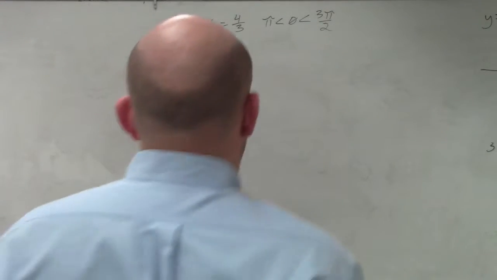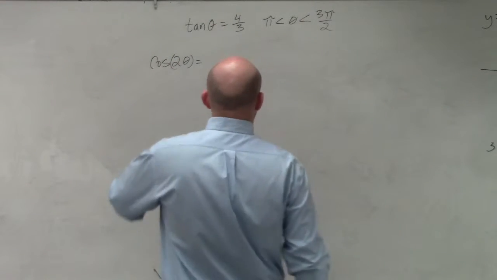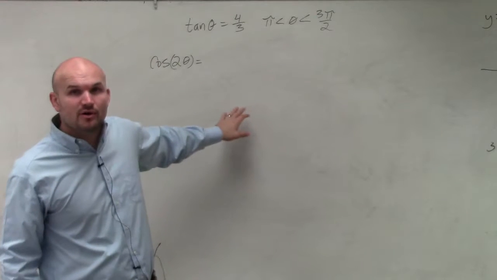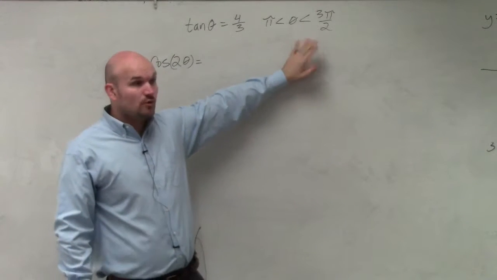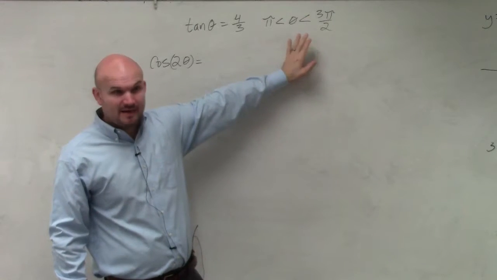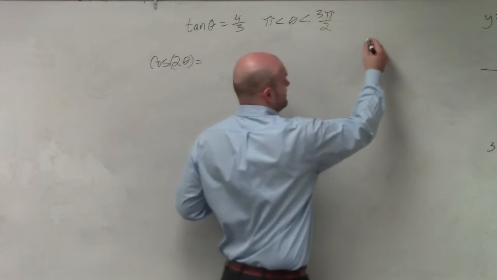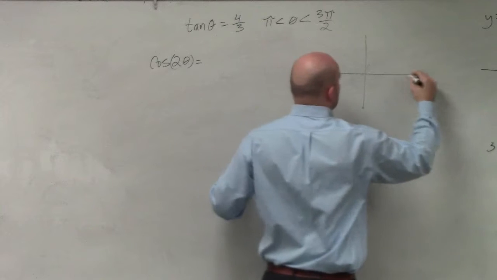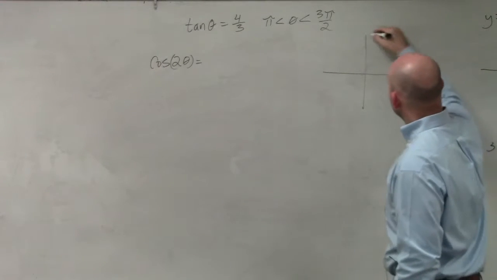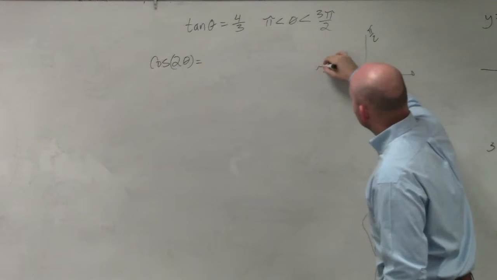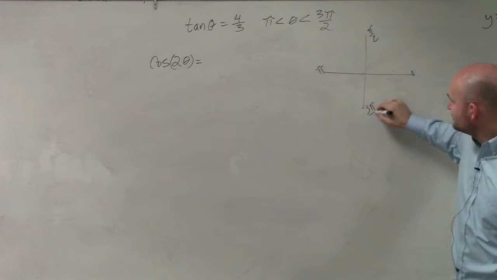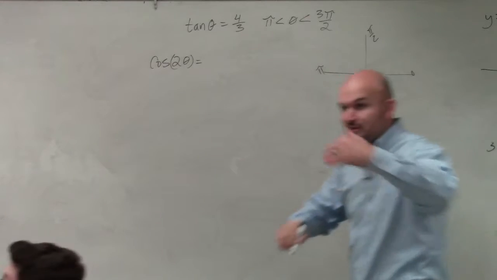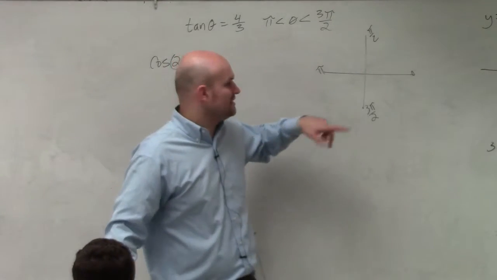Now, for us to be able to evaluate cosine of 2 theta, the first thing that's really important for us to make sure that we can do is sketch our triangle. So the first thing we want to do is know which quadrant is between pi and 3 pi halves. Well, so if I have a constraint, I'm going to draw an axis. Here's 0. Here's pi halves. Here's pi. So therefore, this would be 3 pi halves. So if I have a triangle that's between pi and 3 pi halves, which quadrant should that be in?